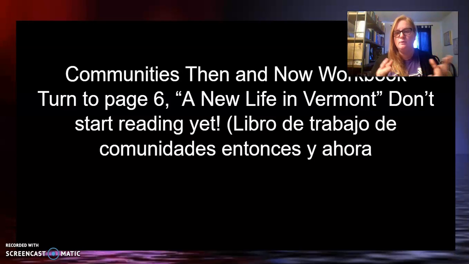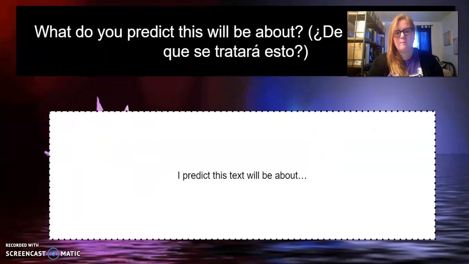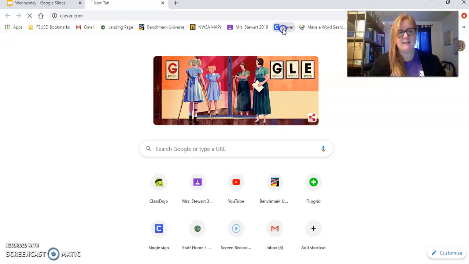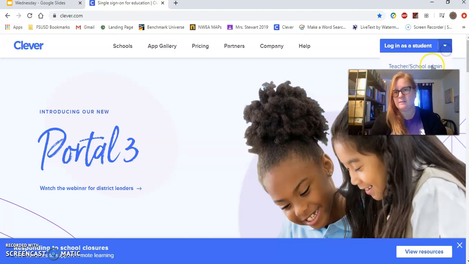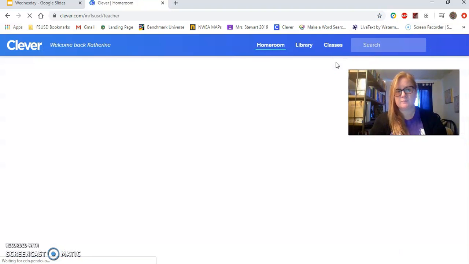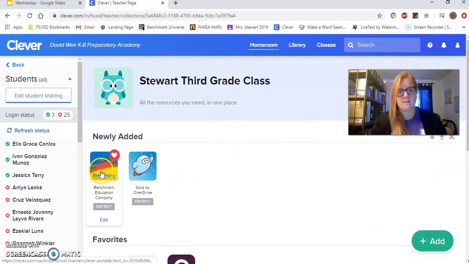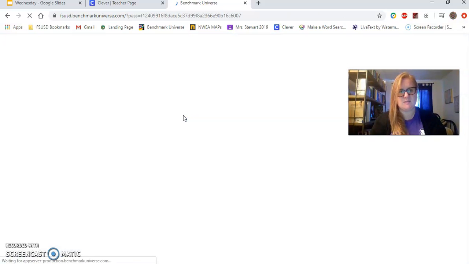That is our new story that's in the same book, the Communities Then and Now workbook. It's on page 6. So before, and you know what, I'm actually going to flip through it with you. I'm going to go to a new tab. I'm going to go to clever.com. I'm going to log in. I'm going to go to our classroom. I'm going to click on benchmark. So many steps just to get to our reading. I'm so sorry.